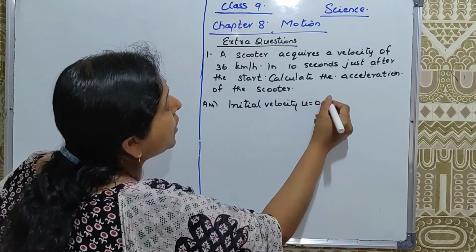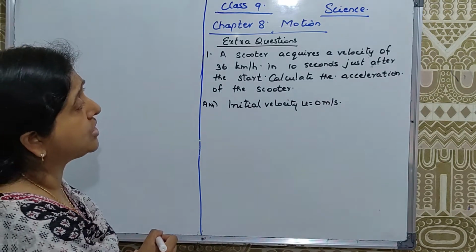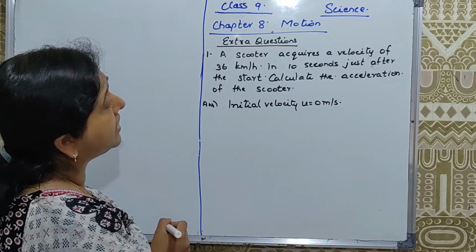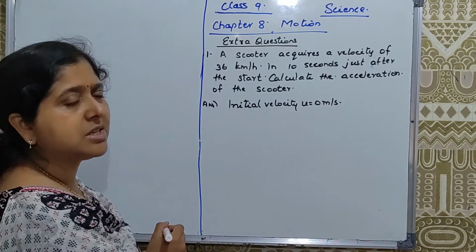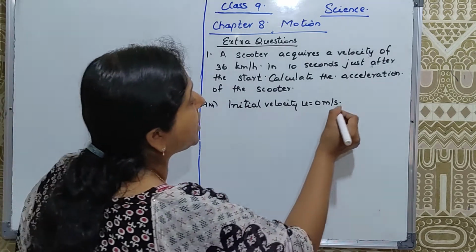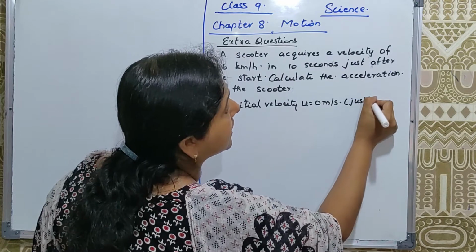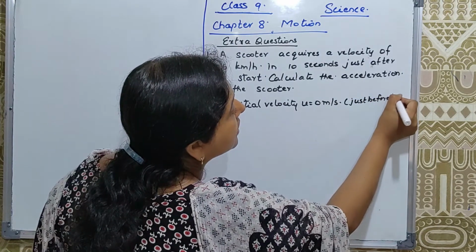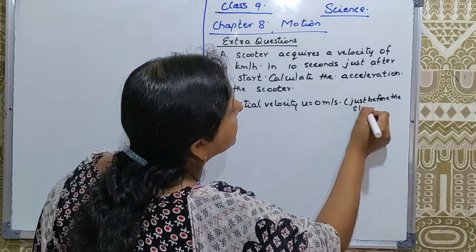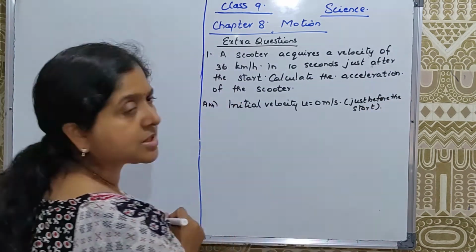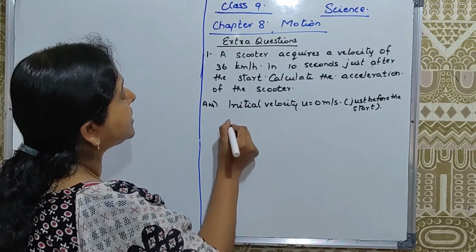u equal to 0 meter per second. How did you understand it is 0? Because it acquires a velocity of 36 km per hour in 10 seconds just after the start. So we are assuming that just before the start, what was the speed? Just before the start, its speed was 0. Now final velocity of the scooter.